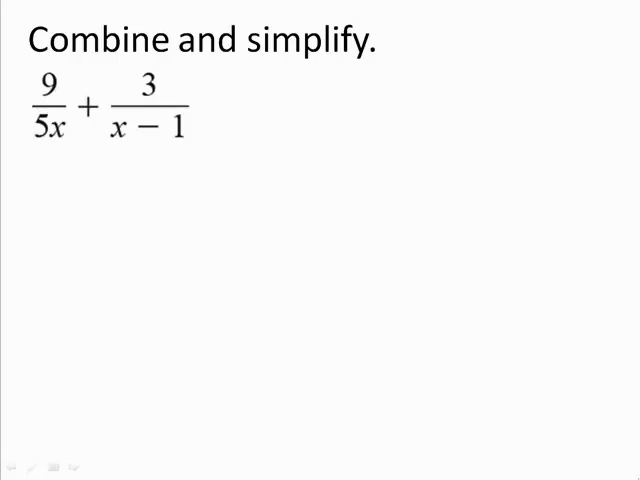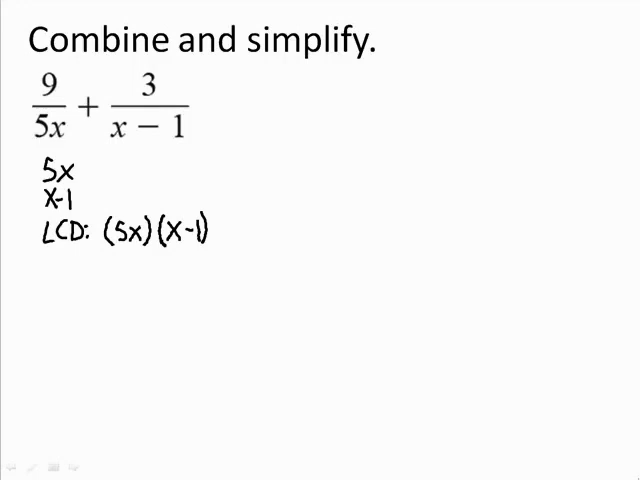Combine and simplify: 9 divided by 5x plus 3 divided by x minus 1. Find the least common denominator. The least common denominator is the least common multiple of the two denominators. The two denominators are 5x and x minus 1. The least common denominator has to contain each of these factors. The least common denominator is 5x times the quantity x minus 1.